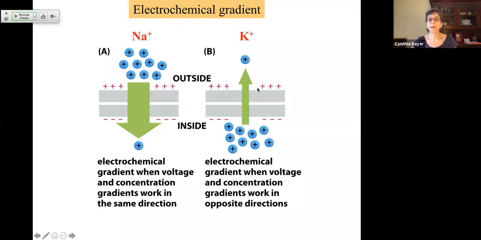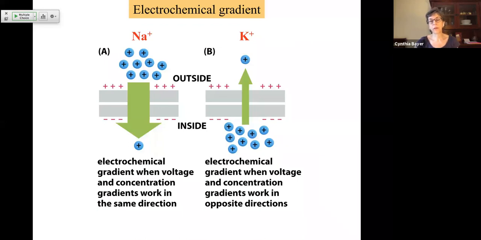But because that movement is opposite the electrical gradient, as in it's harder for a positively charged ion to move from the negative side of the membrane to the positive side of the membrane, this is a very small force on potassium ions. So a large force on sodium ions to move into the cell, it's very easy for sodium ions to diffuse in. It's very difficult for potassium ions to move out.